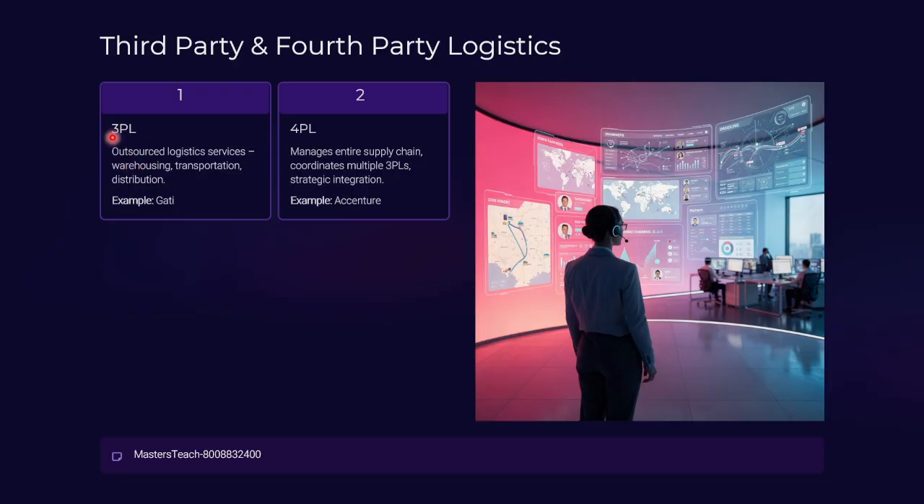So this is the thing. 3PL means third party logistics. 4PL means fourth party logistics. Example here it is Gati.